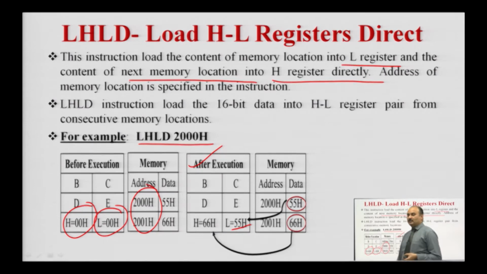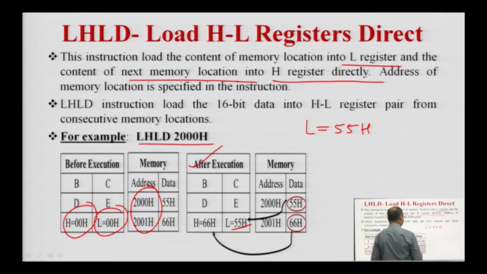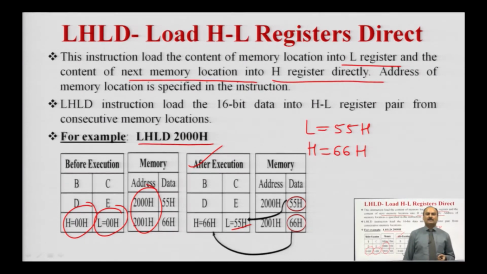The content of memory location having address 2000H is loaded into the L register and the content of next memory location having address 2001H is loaded into the H register. So, after the execution of this instruction, L register will have the value 55H, which is the content of memory location 2000H, and H register will have the value 66H, which is the content of next memory location having address 2001H. So, this instruction will load the content of two consecutive memory locations into the HL register pair.